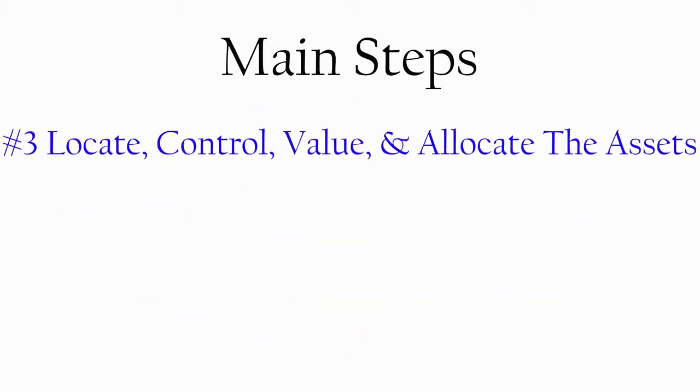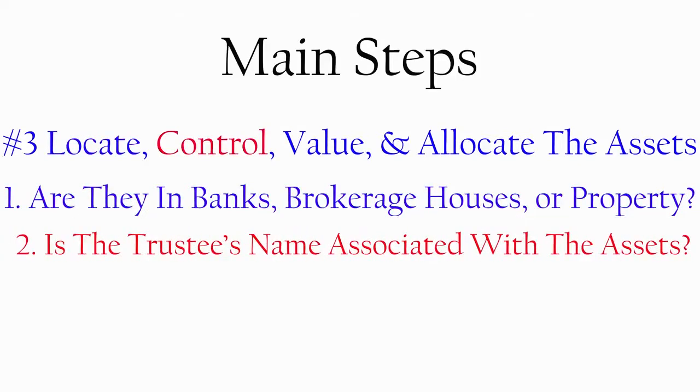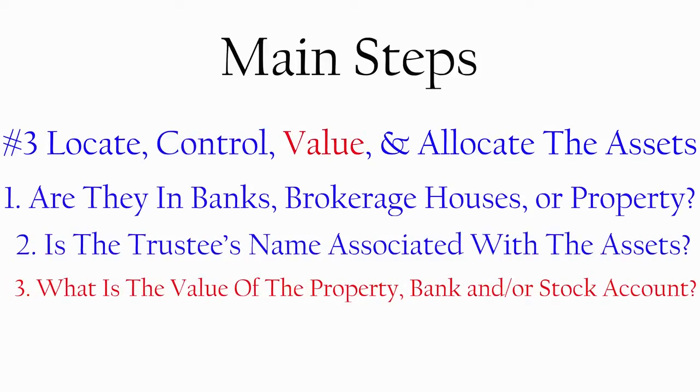Number three, locate, control, value, and allocate the assets of the trust. So the assets of the trust have to be located. Are they in banks? Are they in brokerage houses? Are they pieces of property? They have to come under the control of the trustee. We've got to make sure the trustee's name is associated with the assets. The assets have to be valued. What's the value of the particular piece of property, bank account or stock account, when someone passed away?